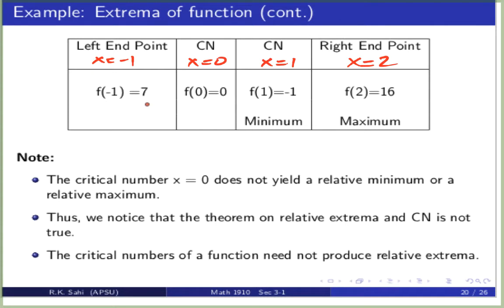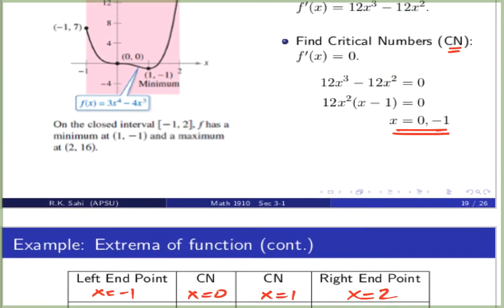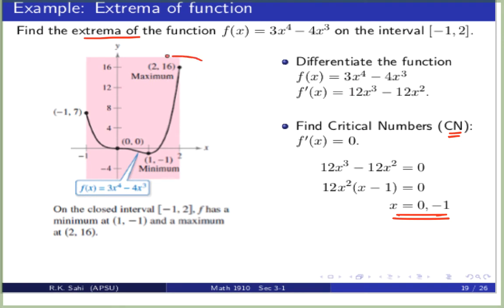So what we find is, at -1 it is 7, at 0 it is 0, at 1 it is -1. We are evaluating the value of the function, okay? At 2 it is 16. So this is the minimum value, and f of 2 is the maximum. So let's look at the graph we have here. The maximum is at 2, which is the endpoint, and the minimum is somewhere in the middle.